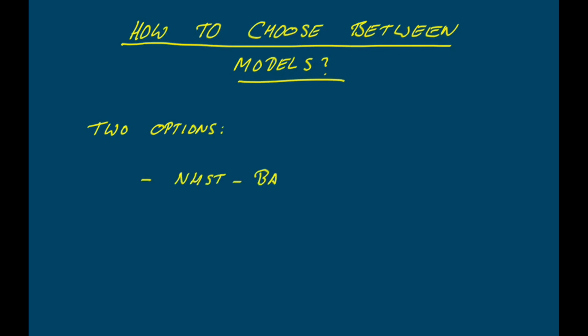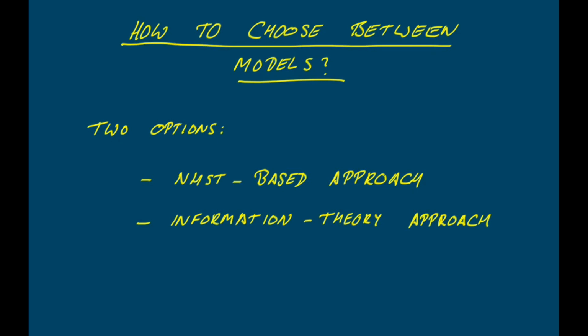Essentially, there are two options for distinguishing between candidate models. There is a null hypothesis statistical testing based approach, and then there is an approach based on information theory. Some people would jump in here now and say, yes, what about Bayesian approaches? And I would say, yes, what about Bayesian approaches? This little video is too short for us to go into that. So we're just going to consider null hypothesis statistical testing based approaches and information theoretical approaches.